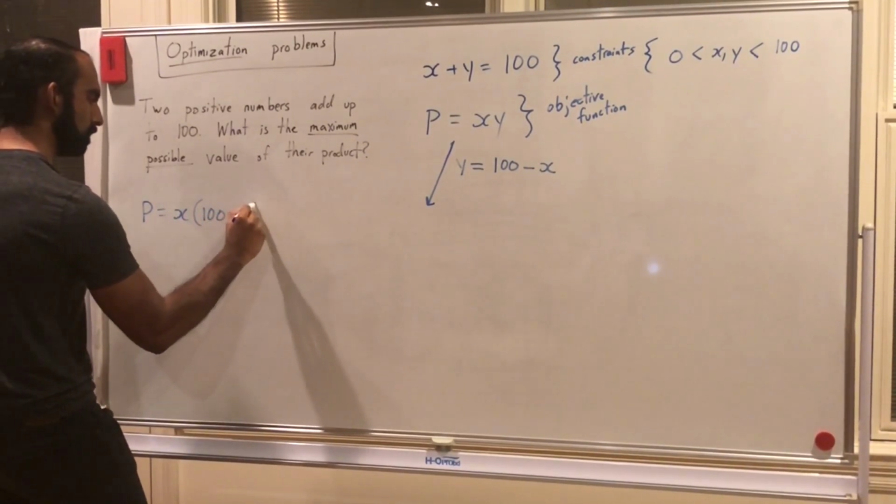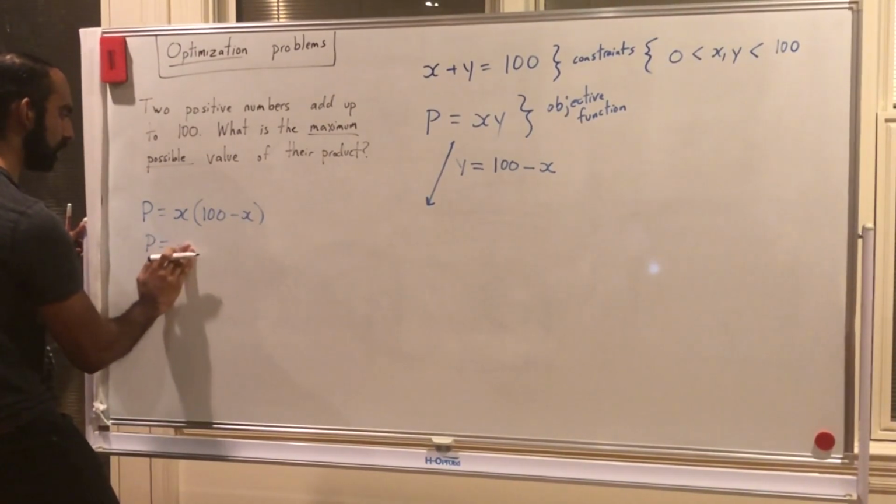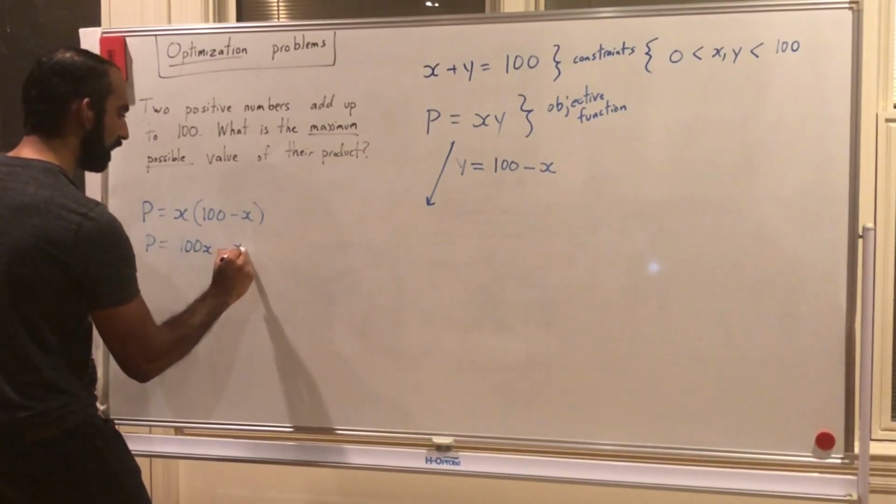x all times 100 minus x, and when you distribute that across, you get 100x minus x squared.